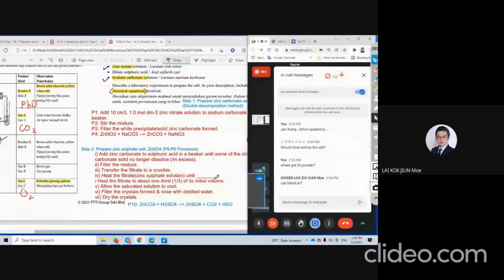Should rinse and try the salt. How to try it? You want to eat the salt?